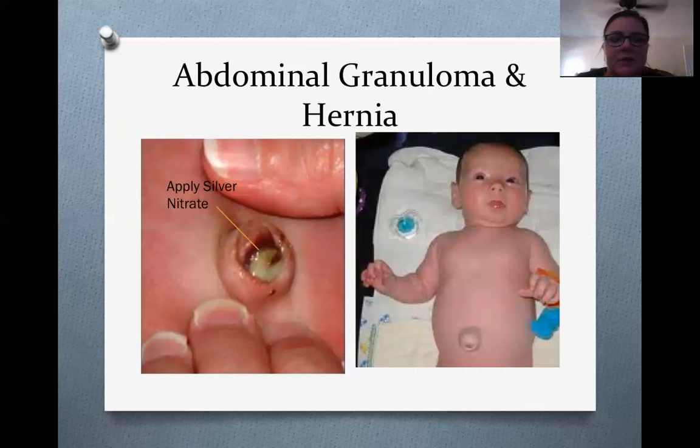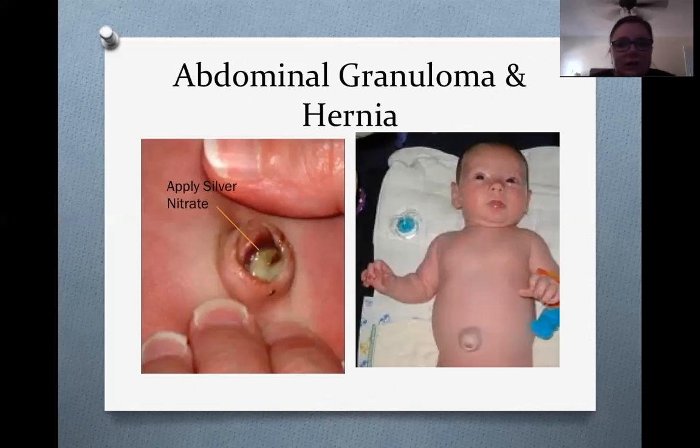And lastly, I just wanted to show you, you guys may see these in clinical settings, and I wanted to give you some background on these. On the left side here, this is an umbilical granuloma. A lot of times after the cord falls off of infants, they'll have this moist, gooey, whitish tissue that is left, and it just tends not to dry up very nicely.